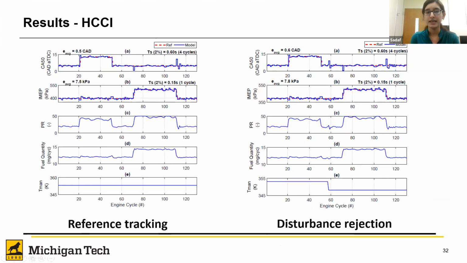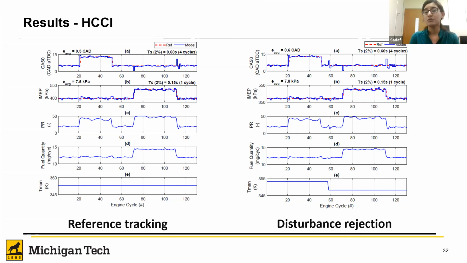Here are the results. As I told, combustion phasing and indicated mean effective pressure are the parameters which have to be controlled. Premixed ratio is used to control combustion phasing, and fuel quantity is used to control indicated mean effective pressure. Step changes in both the parameters are provided, and the controller was capable of tracking both the parameters with an average error of 0.5 crank angle degrees in combustion phasing and 7.5 kilopascal average error in indicated mean effective pressure.